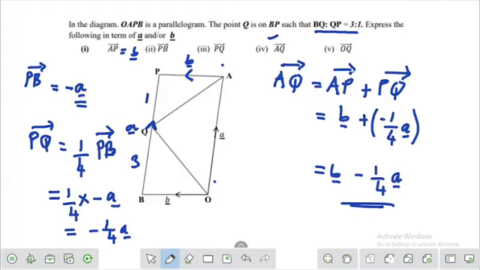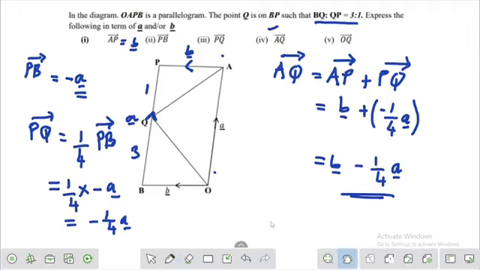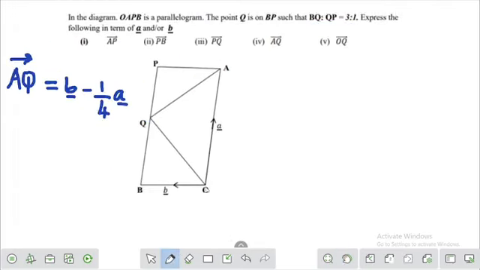Okay, so for the last one, we need to find the OQ. So OQ, this is our OQ. You can check here. We need to find this OQ. So how do we find OQ? To find OQ, it's very easy. So to find our OQ, we are going to do this. OQ, we said this is our OQ right here.